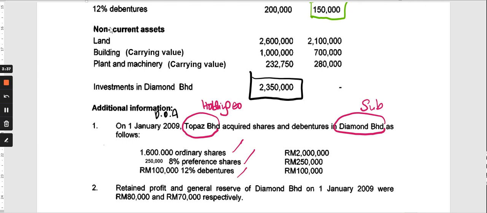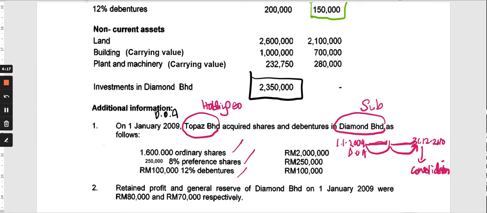So you can see here that it was acquired on 1st of January 2009, and earlier we determined that the reporting date was 31st of December 2010. So you have held it for 2 years after the date of acquisition, and only then is the consolidation being done.